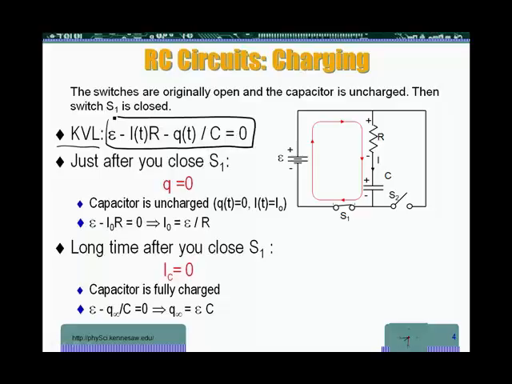Let's consider what happens at the onset. Just after we close S1, the charge in the capacitor was 0. If the charge is 0, then replacing it in that equation gives E minus I at time 0 times R minus 0 equals 0. Let's call I of 0 I sub 0. Then the equation reduces to this. From there, we solve for I sub 0.